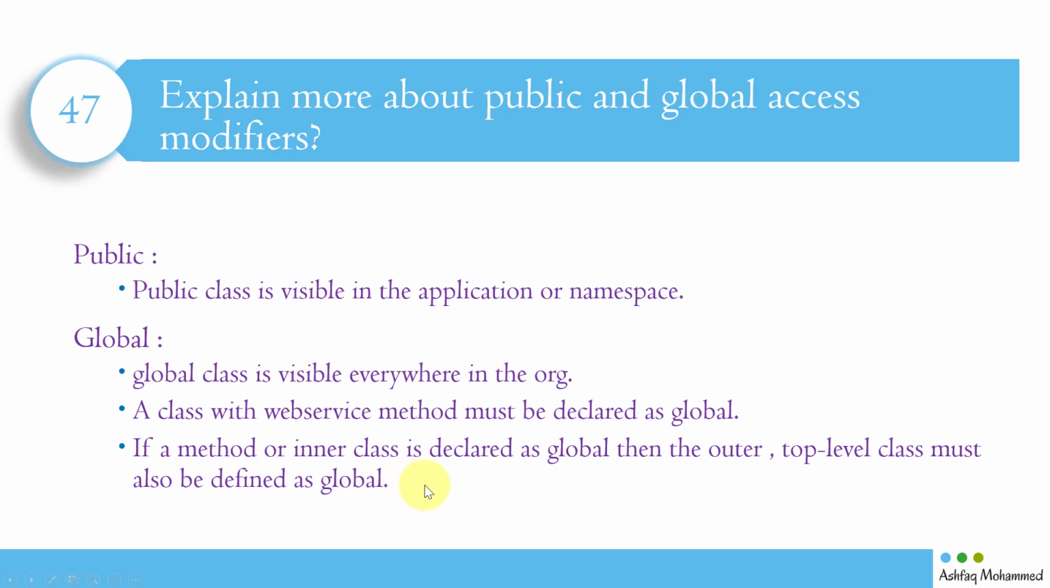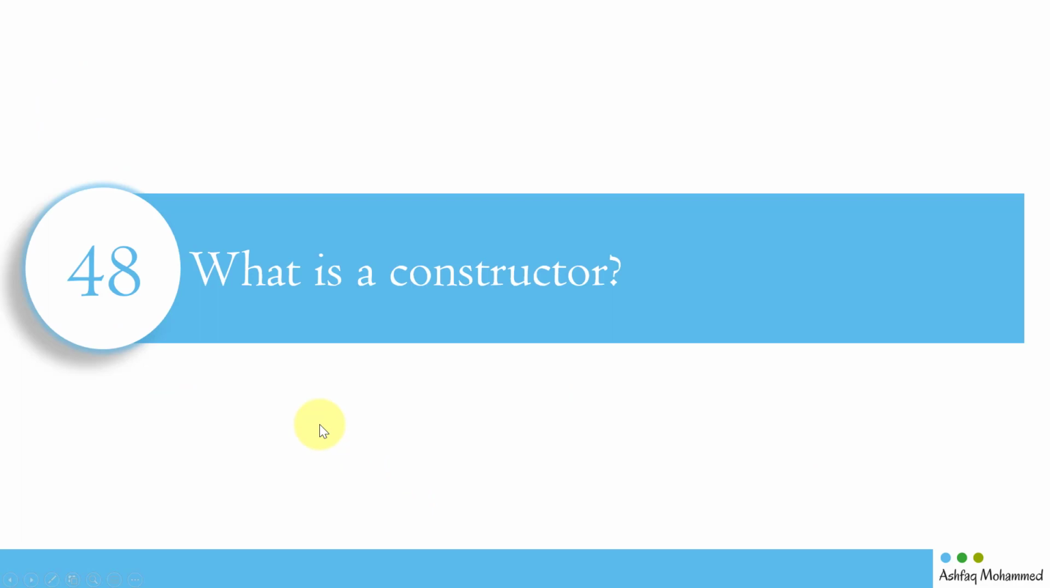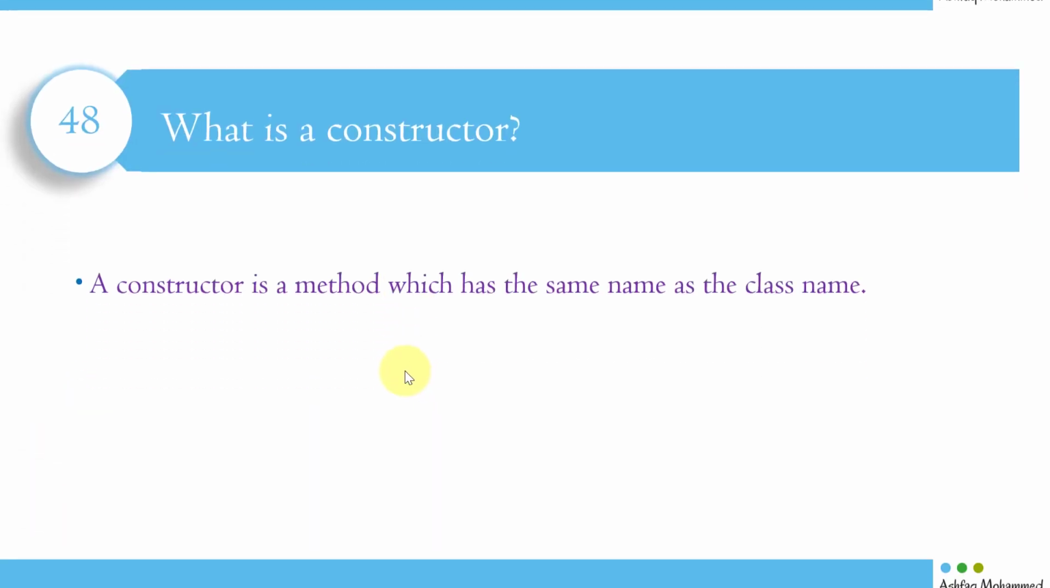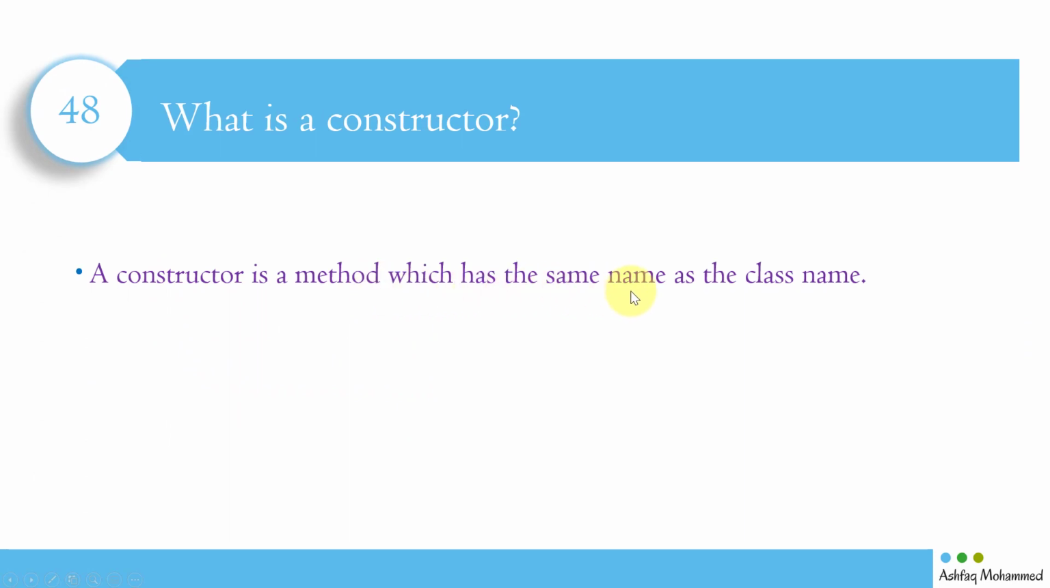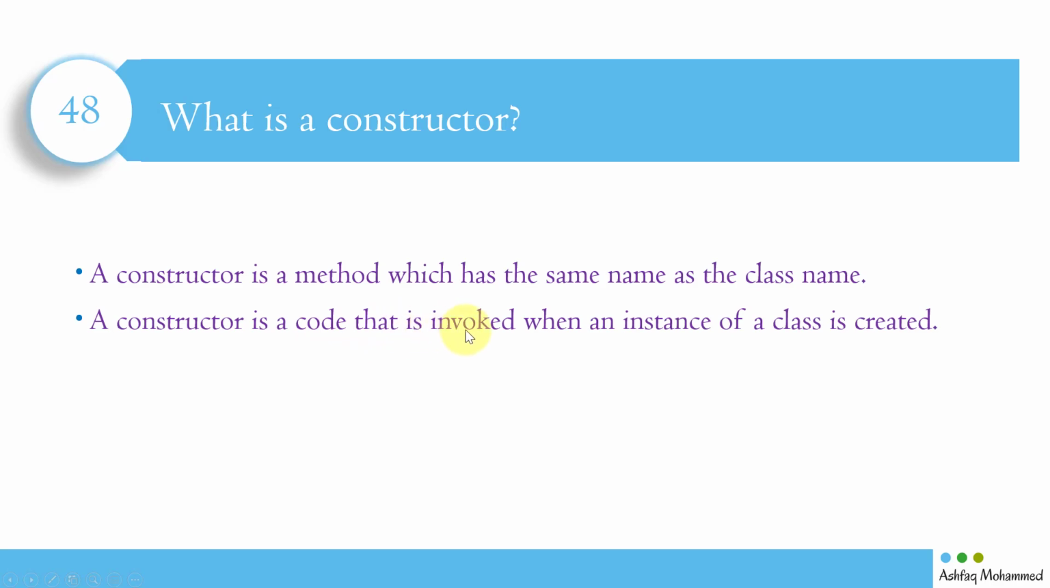That is not permitted. So these are the access modifiers for the class. Okay, next question is what is a constructor? A constructor is a method which has the same name as the class name. So if I create a method with the same name as a class name, that is nothing but the constructor. A constructor is code that is invoked when an instance of a class is created. As soon as we call the class, the first method which is invoked is the constructor method itself.